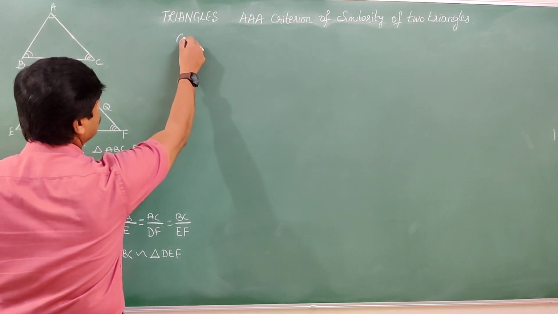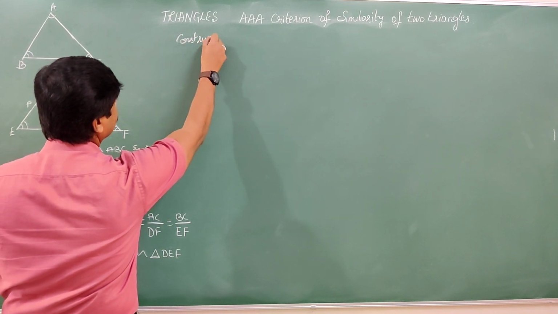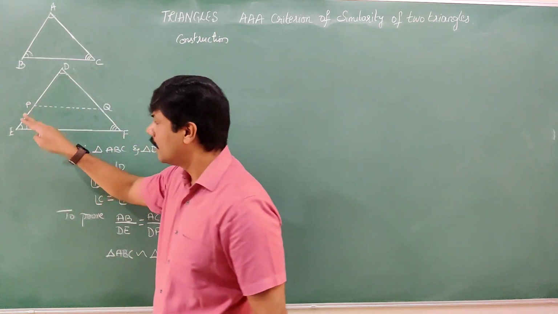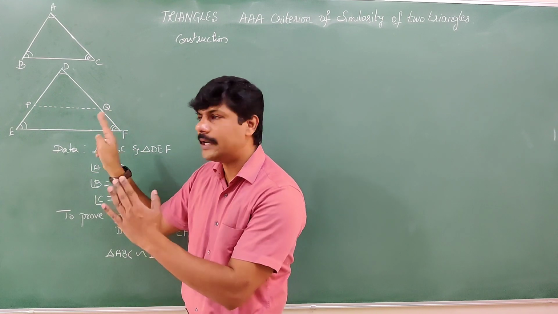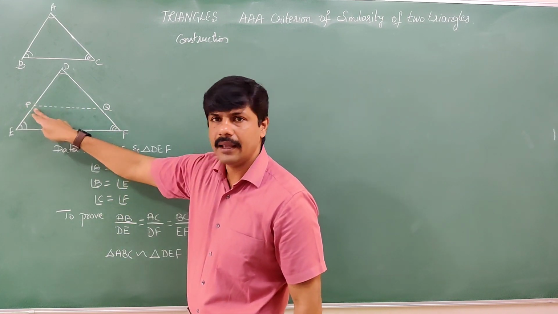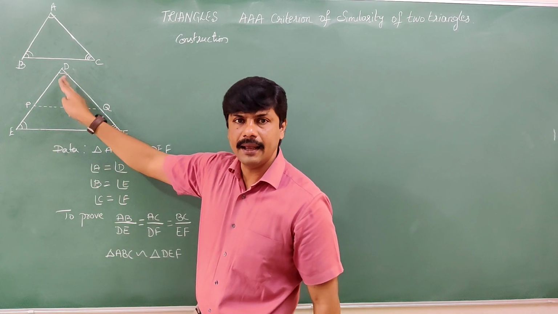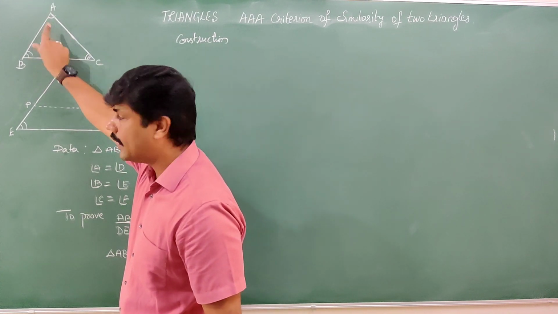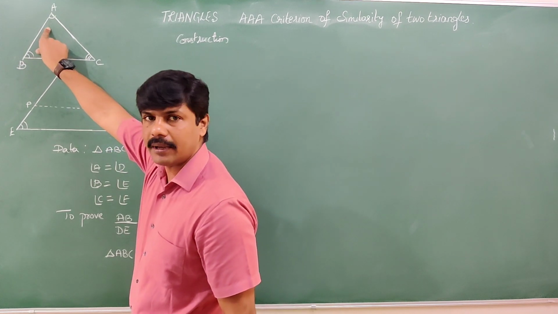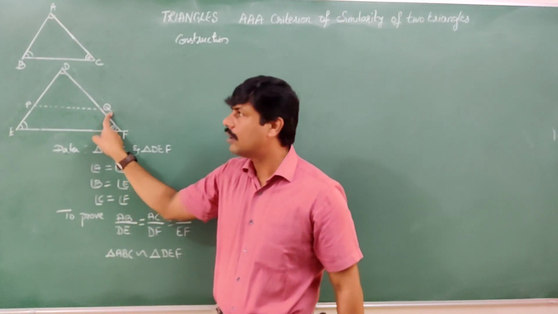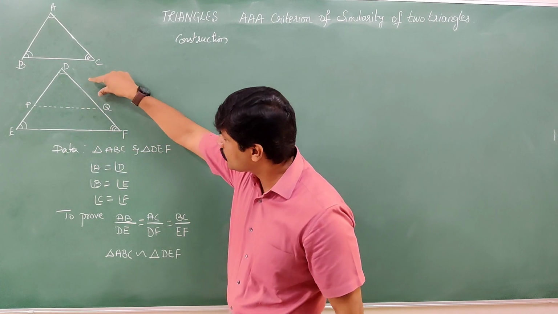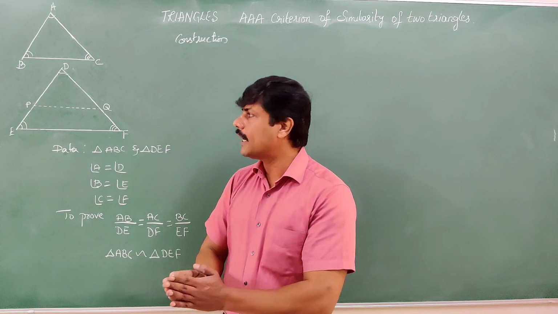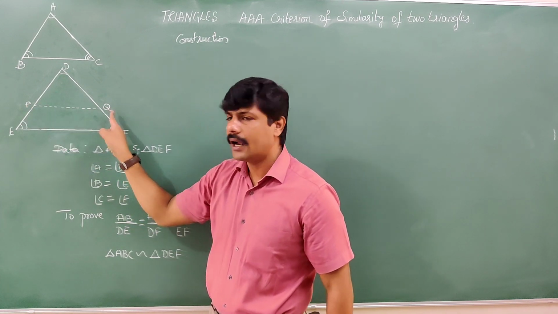Let's do some construction. All the constructions will be written in dotted line. Mark P on DE such that DP is equal to AB. And mark Q on DF such that DQ is equal to AC. This construction we have to make, and then join P and Q.